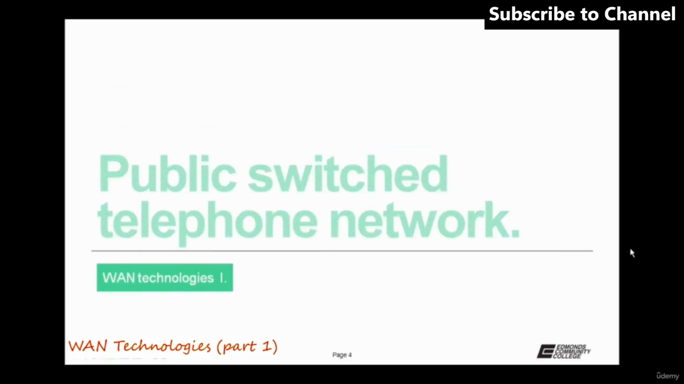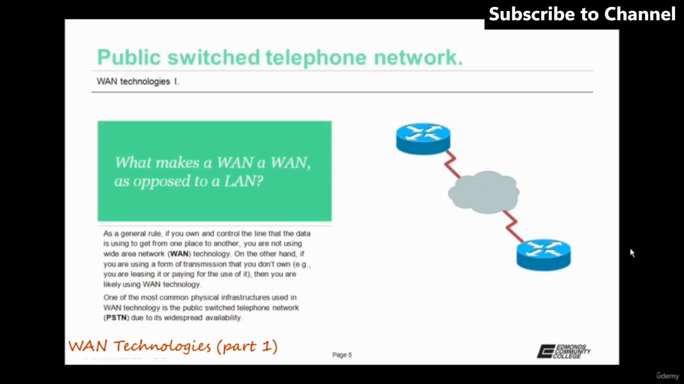Of course, we begin with the public switched telephone network. Before I begin with the public switched telephone network, let's talk about what makes a WAN as opposed to a LAN. Well, as a general rule, if you own and control the line that the data is using to get from one place to another, you are not using a wide area network or WAN technology. On the other hand, if you are using a form of transmission that you don't own, as in you're leasing a line or you're paying for the use of it, then you are likely using WAN technology.